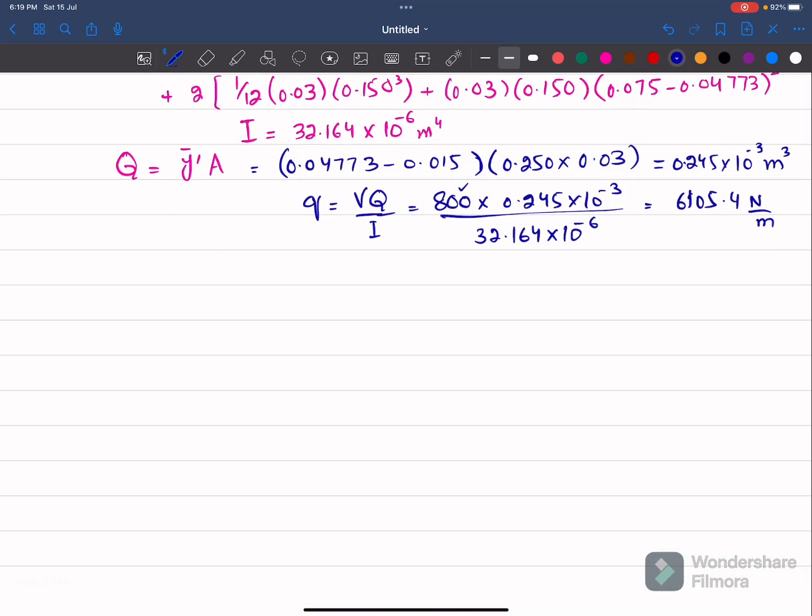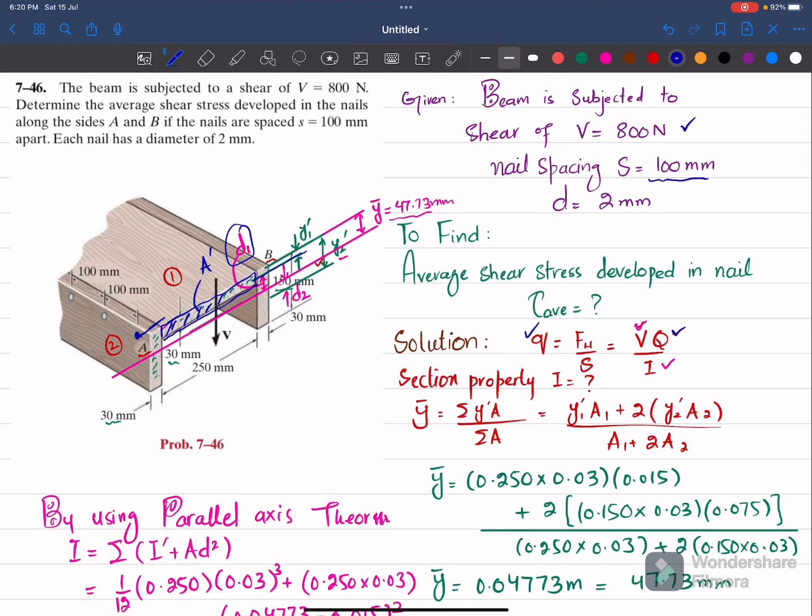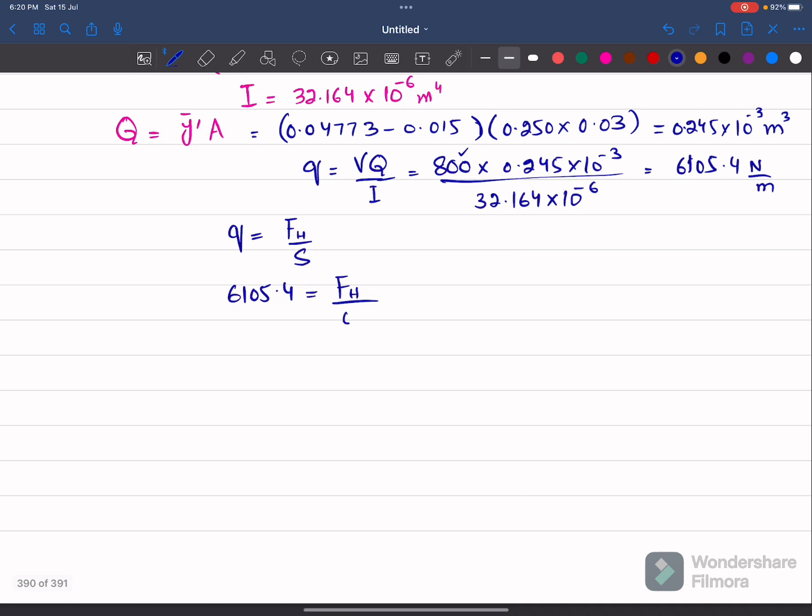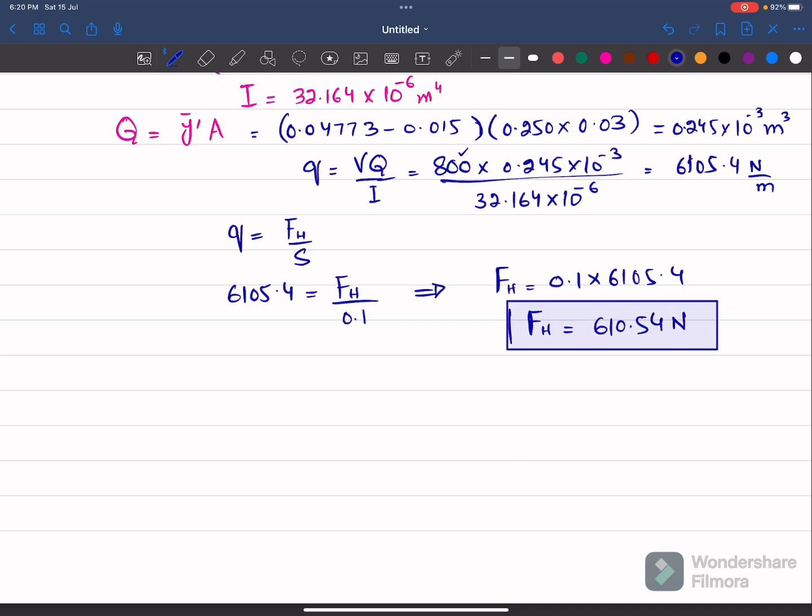So now we have shear flow. We know that shear flow is also equal to horizontal shear force per unit length. So you can just put the value: 6105.4 is equal to FH divided by S. S is the spacing, nail spacing, which is 100 millimeter. 100 millimeter in terms of meter is 0.1. So from here the horizontal shear force will be equal to 0.1 multiplied by 6105.4, which is 610.54 Newton.